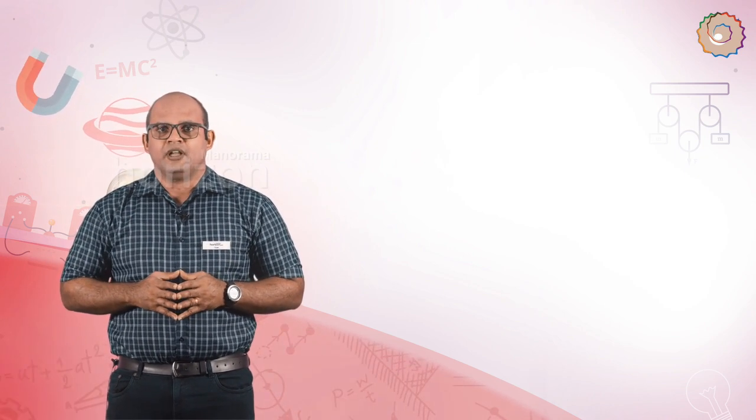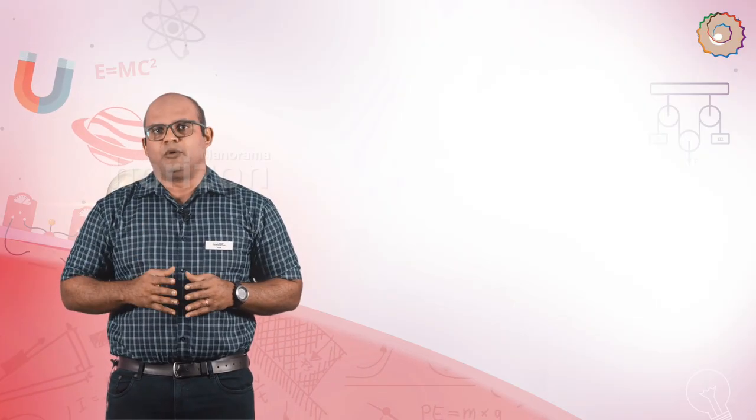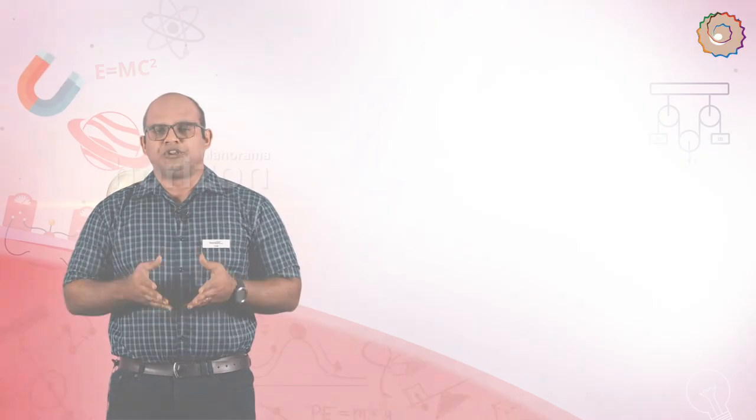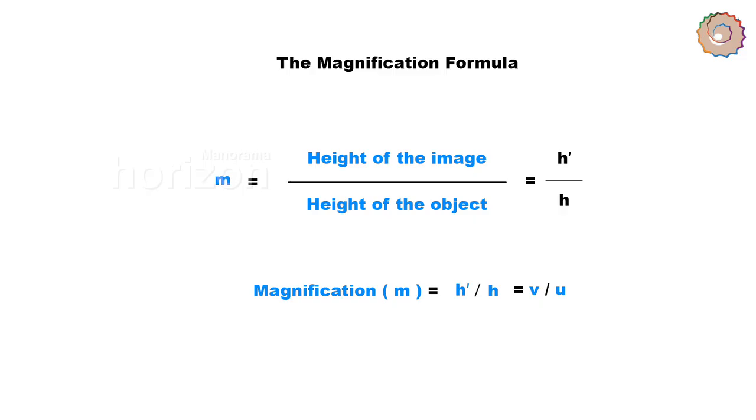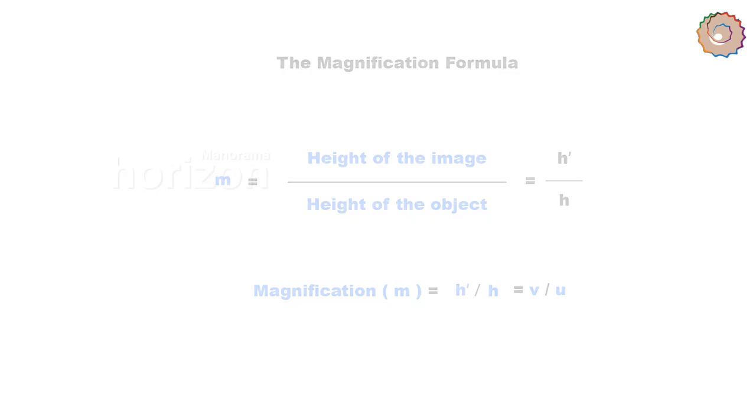Next, we have the magnification formula, which is given as the ratio of the image size to the actual object size, or h' by h. Numerically, this is equal to v upon u.